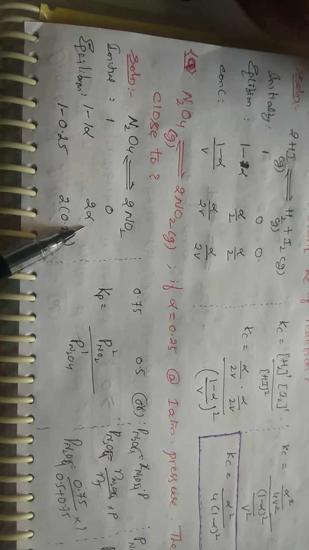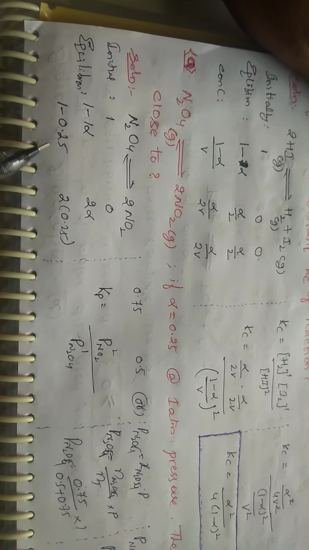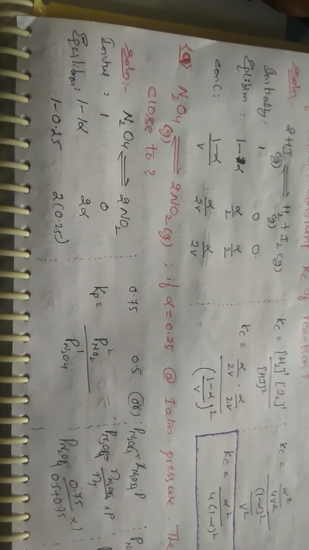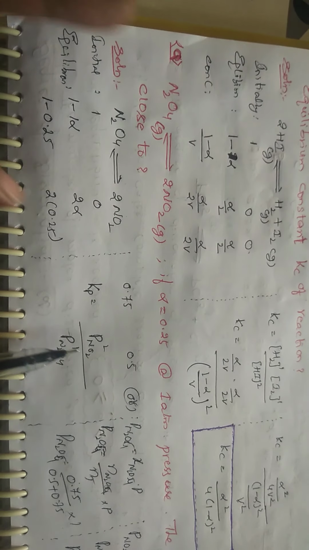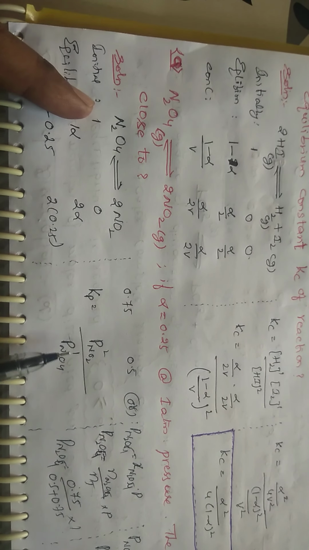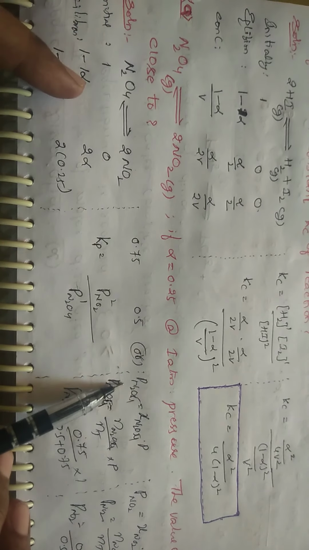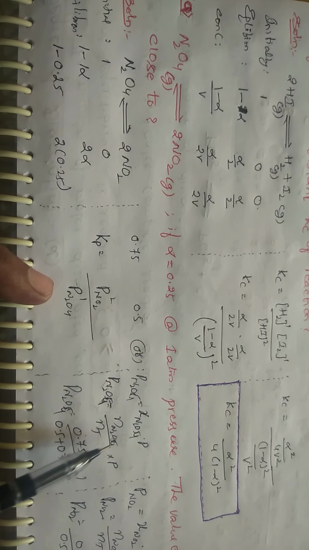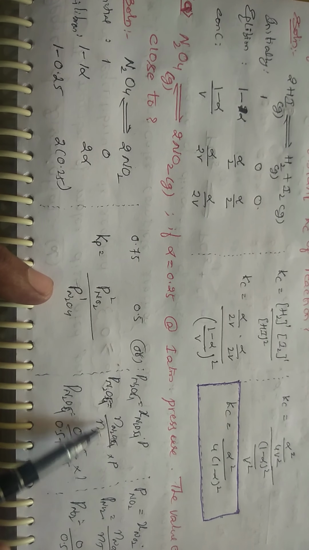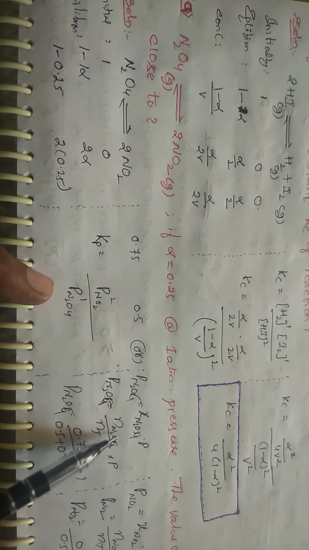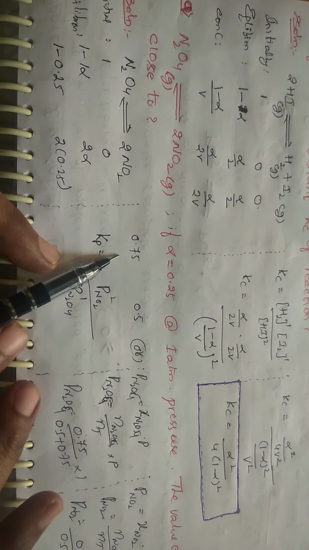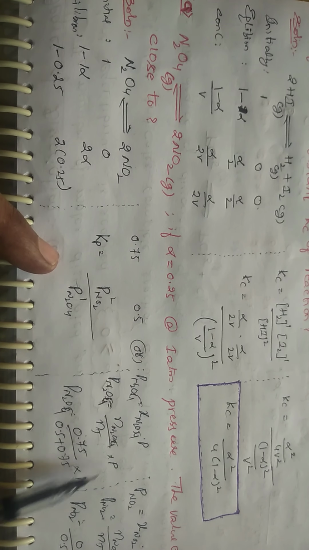2 alpha. Okay. 1 minus alpha value is 0.75 and 2 alpha value is 2 into 0.25, you will be getting 0.5. So Kp value can be written as PNO2 whole square by PN2O4 whole power 1. PN2O4 can be written as mole fraction into P. We want this value, right? So mole fraction can be written as number of moles of N2O4 by total number of moles into pressure. Number of moles of N2O4 is 0.75, already we have got here, by total number of moles, 0.5 plus 0.75. So you will be getting 1.25 into total pressure 1.